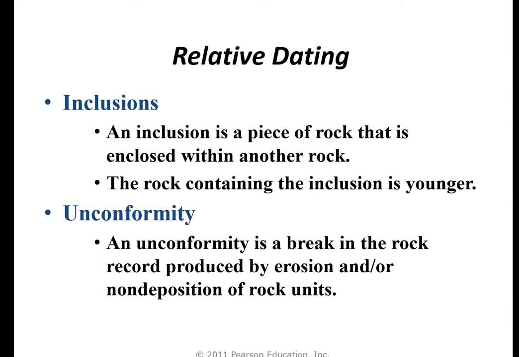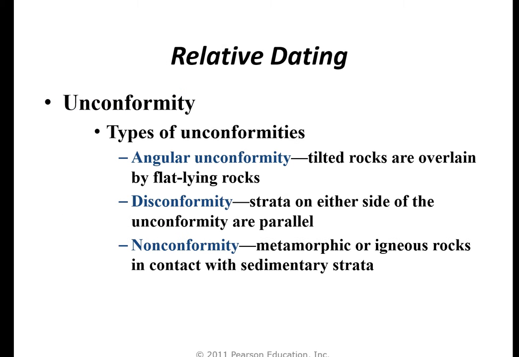We also have unconformity. This is when a break in the rock record is produced by erosion and/or non-deposition of rock units. So we see a change in the rock features, and it looks like a change in age by erosion. So there are angular unconformities, disconformity, and nonconformity. Angular is when tilted rocks are overlain by flat-lying rocks. Disconformity is where the strata on either side of the disconformity are parallel. And the nonconformity is where metamorphic or igneous rock is in contact with sedimentary strata.